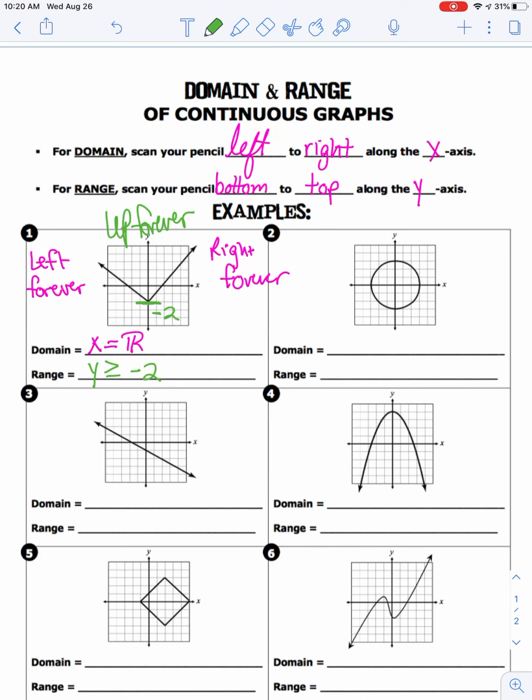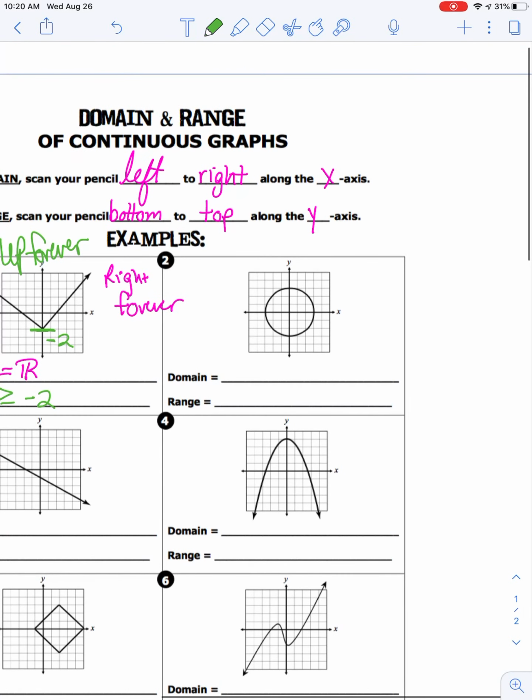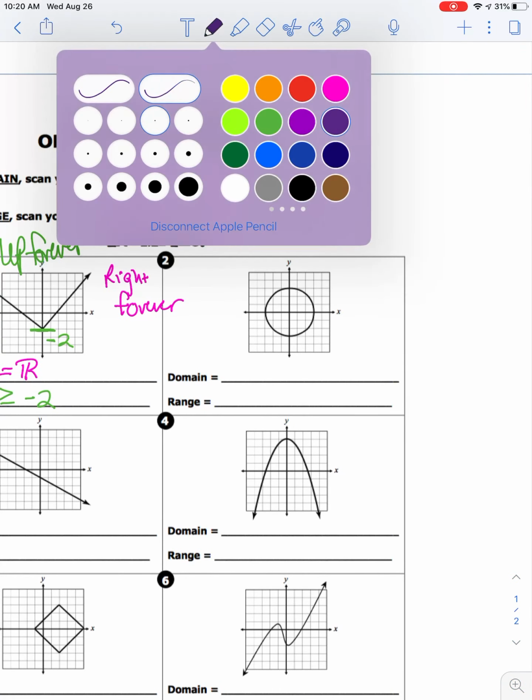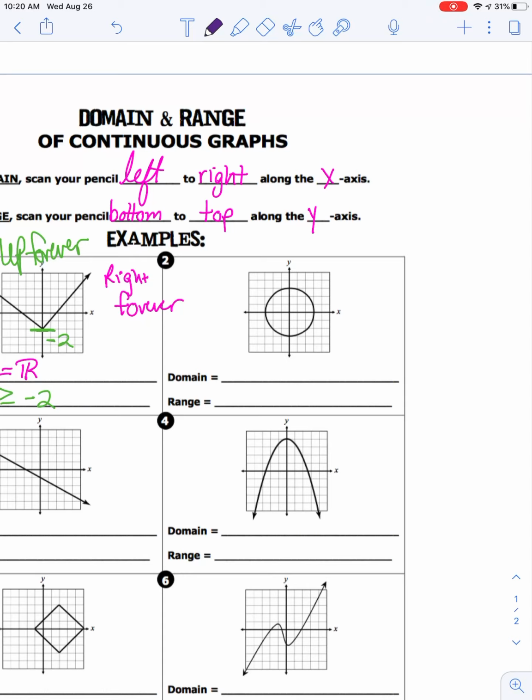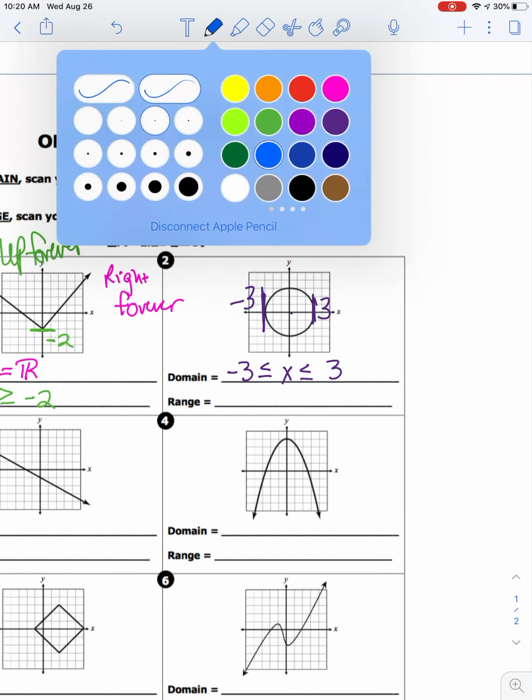All right, next. I'm going to go back and look at left and right. Do you see how right here it stops at -3, and it goes to +3? That means I'm not going to have all real numbers for my x's. On my x-axis, it goes from -3 to +3. X is in the middle of those. And we say -3 is less than or equal to x, which is less than or equal to 3. We'll practice more. It'll come together.